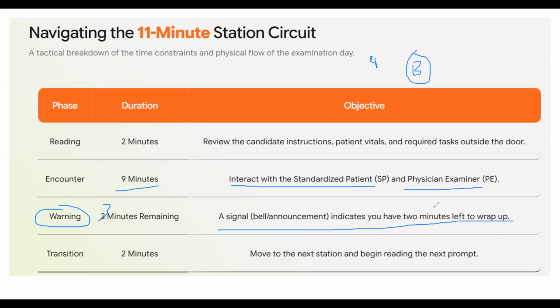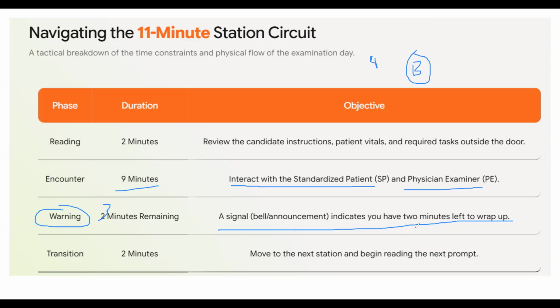If the station involves interaction with the examiner, that means you can no longer talk to the patient. Switch to the examiner, wait for them to ask you a question, or hand you some lab work or data or vitals or anything that they may bring with them. That's your time to then interact with the examiner. You can no longer interact with your patient, or the standardized patient, sorry.